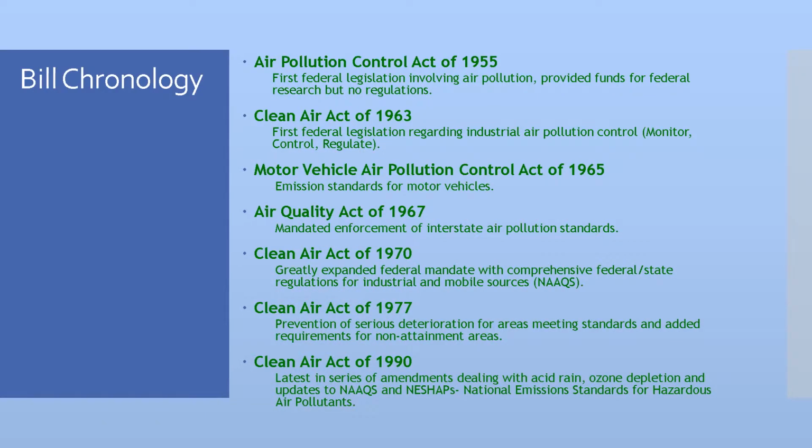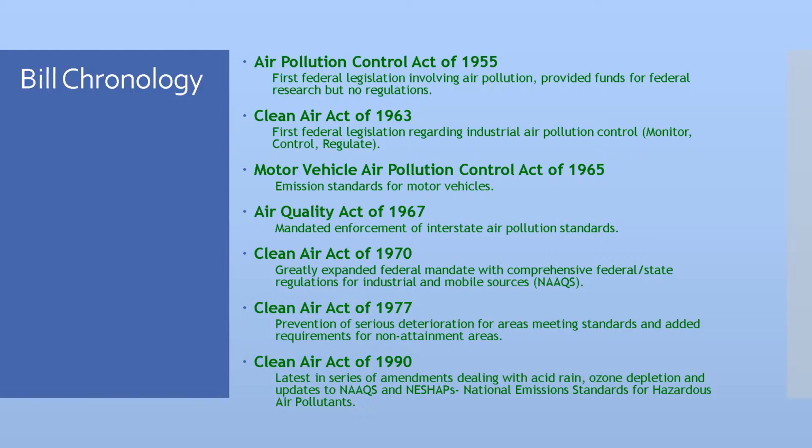The first federal legislation involving air pollution was the Air Pollution Control Act of 1955. It was followed by the more substantial Clean Air Act of 1963. This act dealt with reducing air pollution by setting emission standards for stationary sources, such as power plants and steel mills. It did not account for mobile sources of pollution.